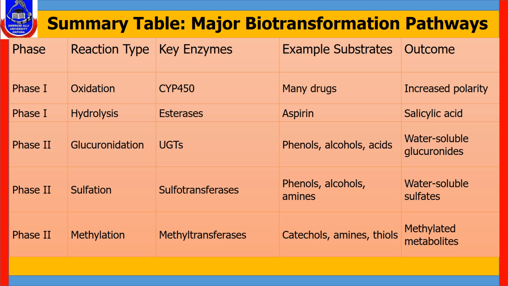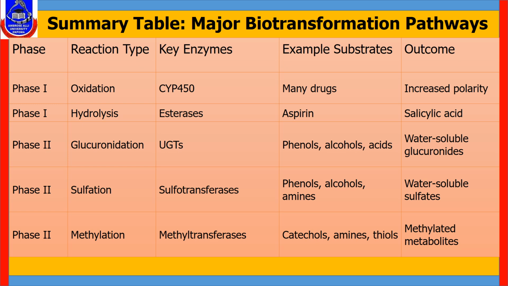Presented to you here is the major pathway for biotransformation. It involves the phases, reaction types, key enzymes, substrates, and outcome. In the phases, we have phase 1 and phase 2. Reaction types, we have oxidation, hydrolysis, glucuronidation, sulfation, and methylation.